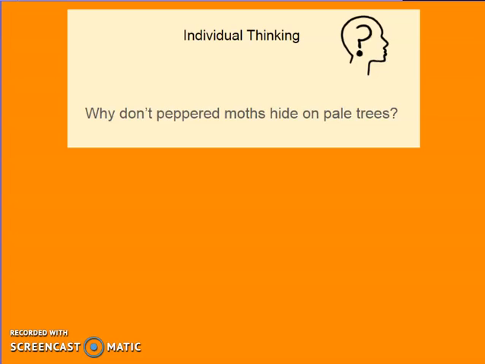Why don't peppered moths hide on pale trees? Okay, so the answer to this question is all about camouflage. Think about why. What would happen if a peppered moth did hide on a pale tree? Pause the video and come back when you're ready. So, peppered moths don't hide on pale trees because peppered moths are dark in colour, and so that means they would show up very much on a pale tree, which means they had a bigger chance of getting eaten by predators.